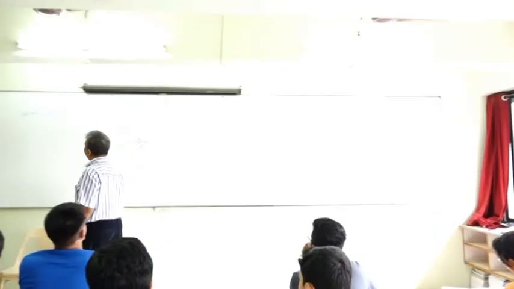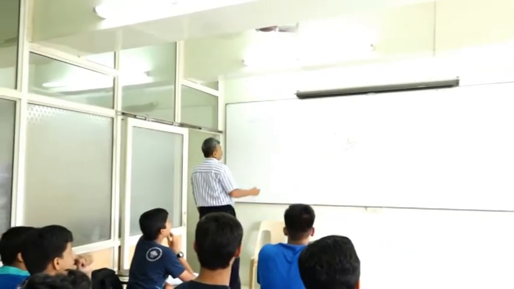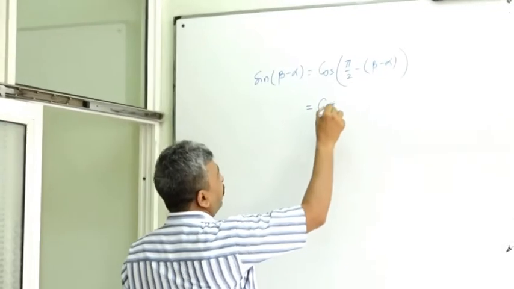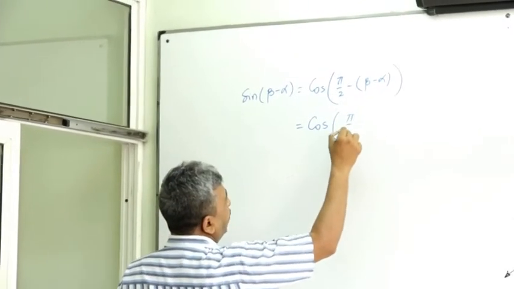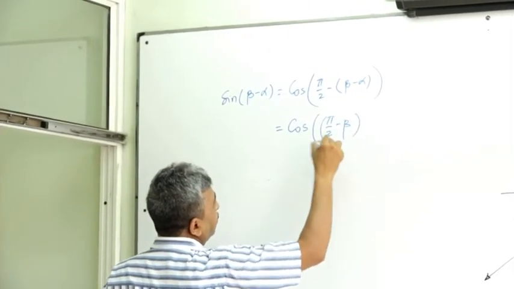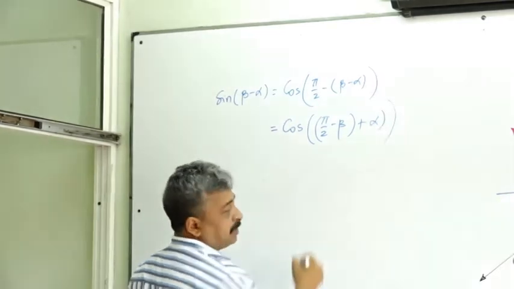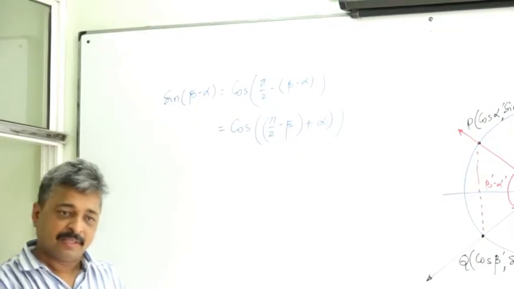We were interested in the expansion of sin(beta minus alpha), and maybe we do this expansion this way: cos of (pi by 2 minus beta) plus alpha. This is one and the same thing. Now do that expansion.